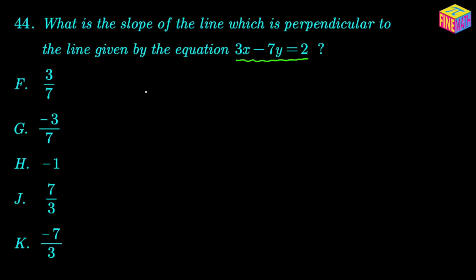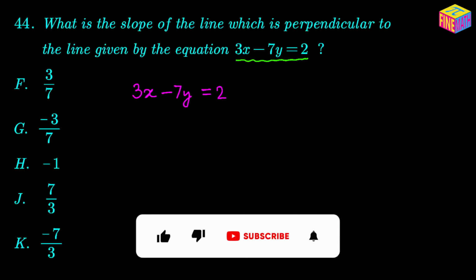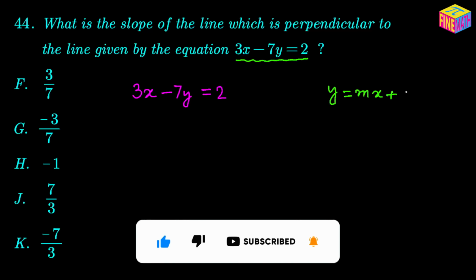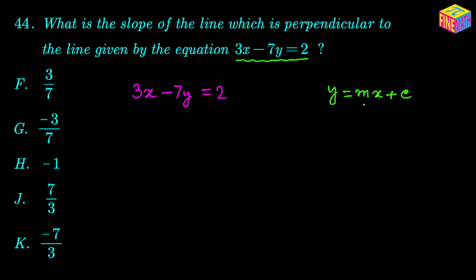The equation says that it is 3 times x minus 7 times y is equal to 2, and let's first try to find out what is the slope of this straight line. Right now, to find the slope we need to convert it into a form like this: y equals mx plus c. So if we convert it into that form, then this m will be the slope of the straight line. So let's convert this equation into that form and let's see what we get.